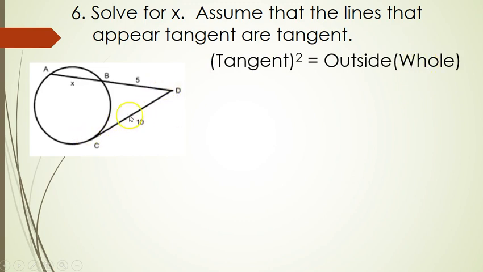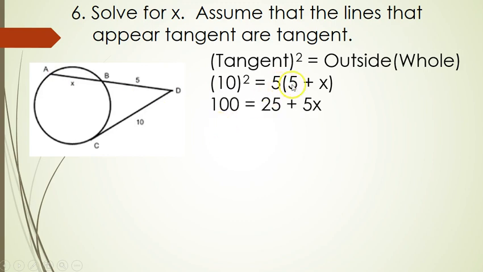So our tangent is here, so we're going to do 10 squared. Our outside is 5, our whole is 5 plus x. So we're going to go ahead and square that 10, that's 100, and we're going to multiply 5 times 5, that gives us 25, and 5 times x is 5x. Now we're going to subtract the 25 from both sides, and then we're going to divide by the 5. That gives us that x is equal to 15.